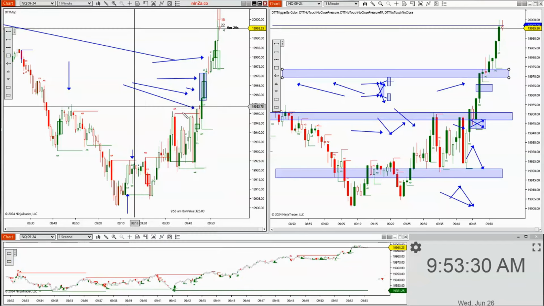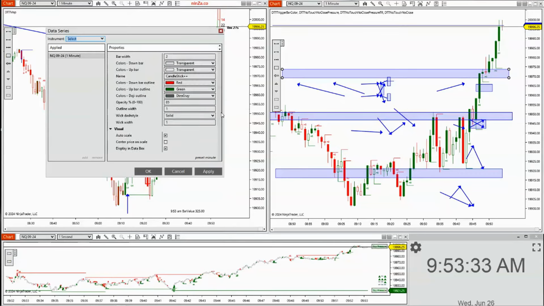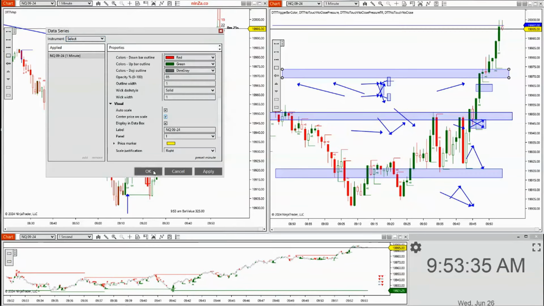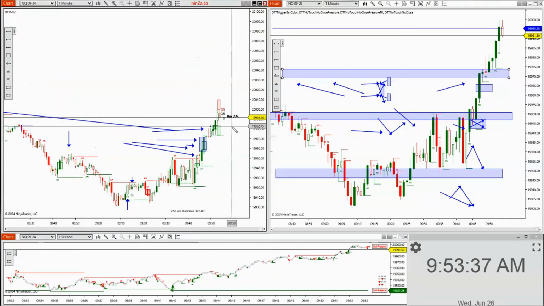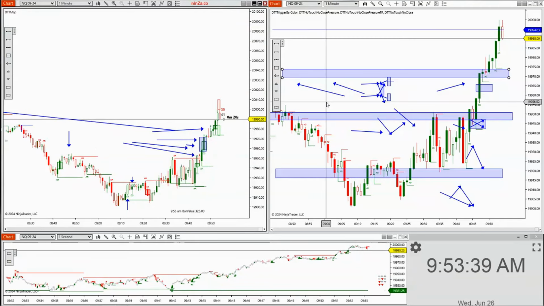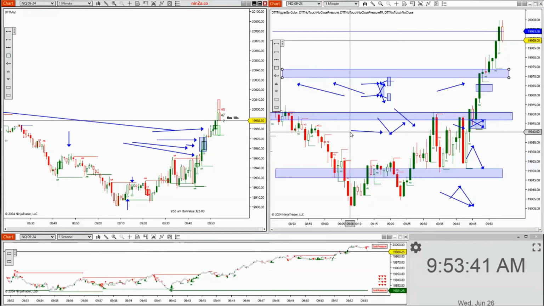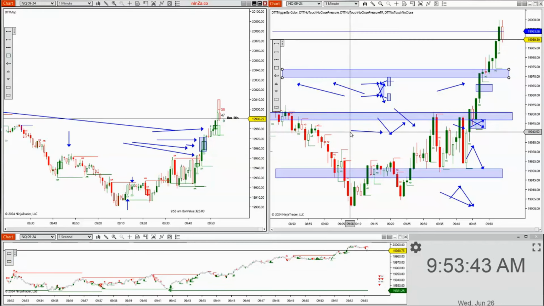Let's center this so that way we can see our zone from above. I want to make sure that you're well prepared and well armed to trade these markets. Really important that you know that.